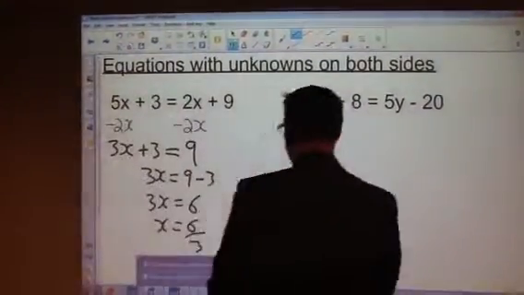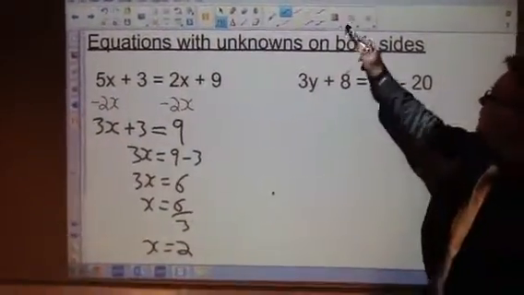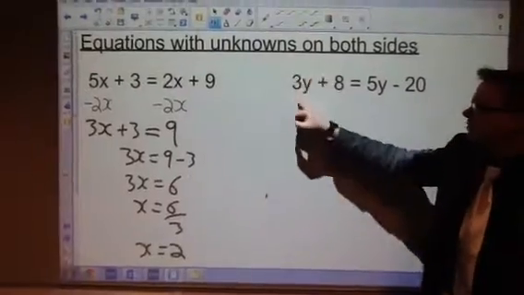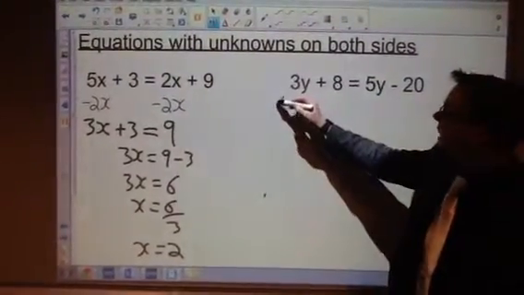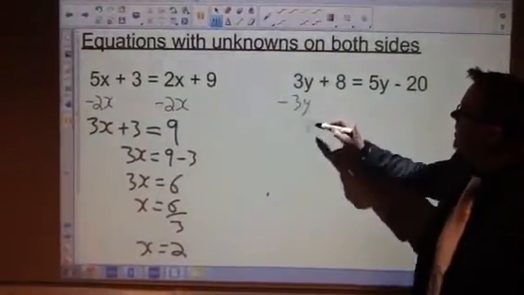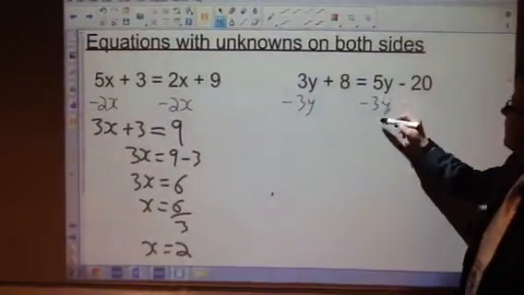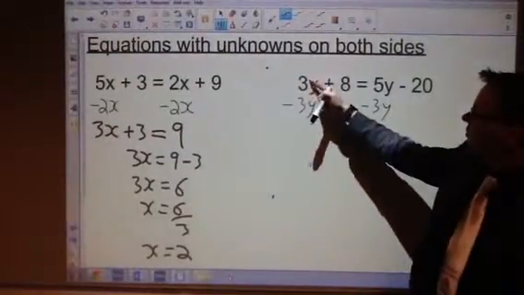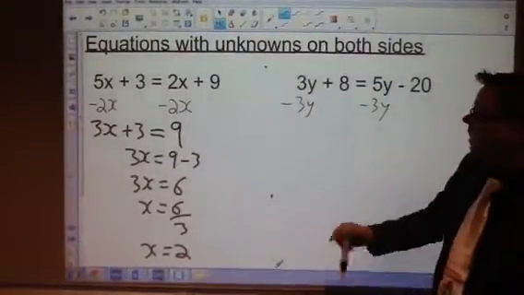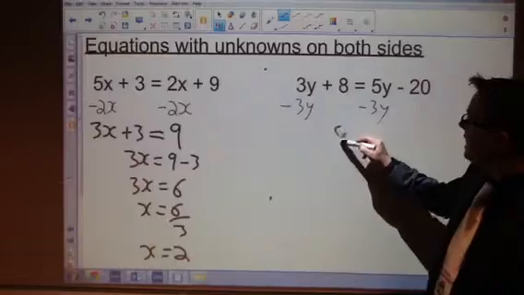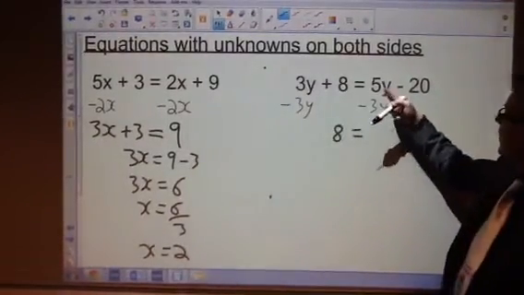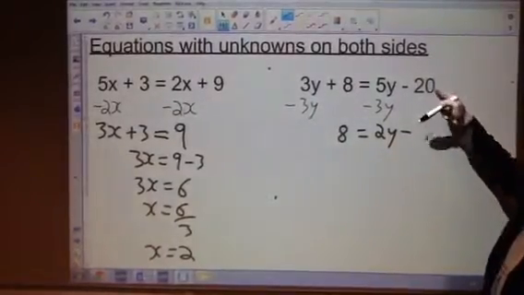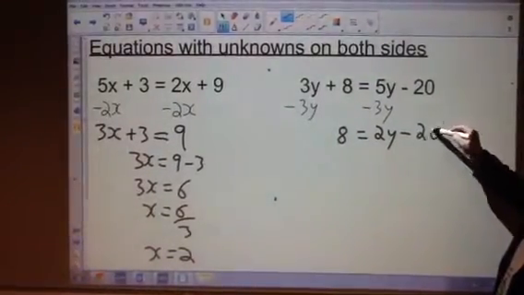Over here we're going to try another one, just the same way. So we look at the smaller amount of x's. The smaller amount of x's in this one is actually the y's. So we subtract that 3y from that side, and we subtract that 3y from that side. We follow through with it. 3y take away 3y is 0. I get 0 plus 8, which means I'm just left with 8 on that left-hand side. 5y take away 3y is 2y, minus, of course we got nothing there, 20.